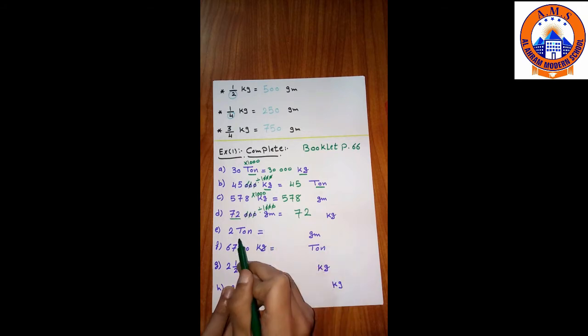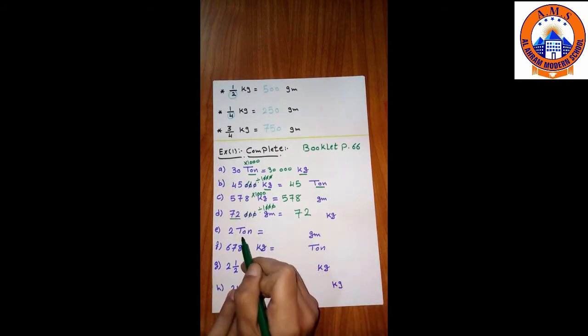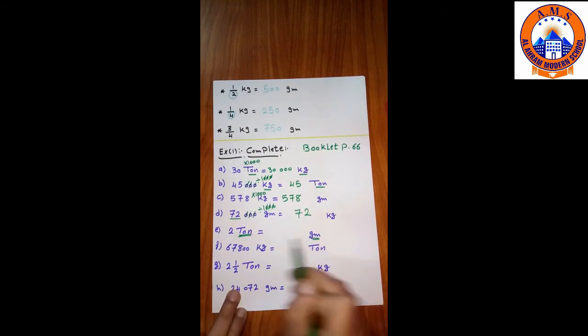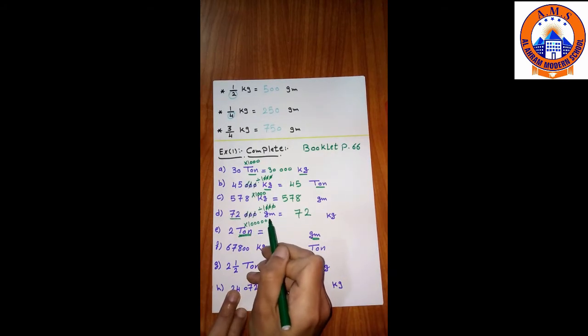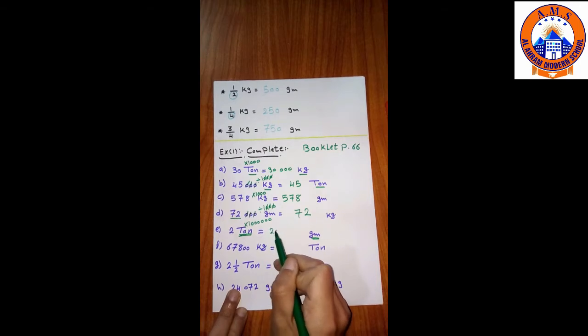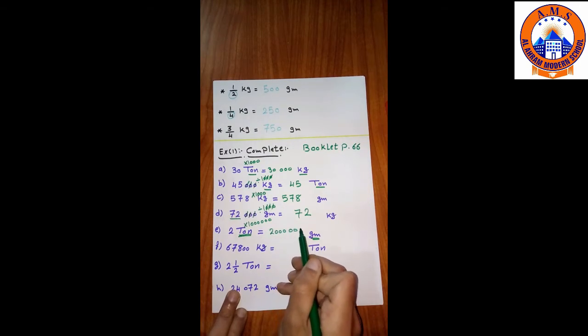The next one, 2 ton equal how many gram? So we need to change from ton into gram. From ton to gram, we multiply by 1 million. So 2 by 1 million equal 2 million grams.